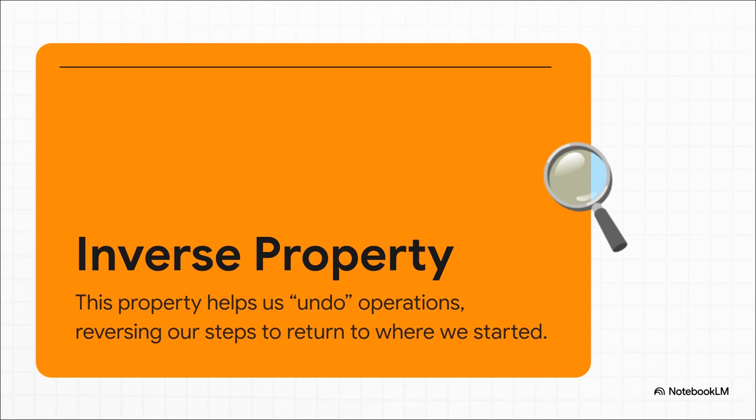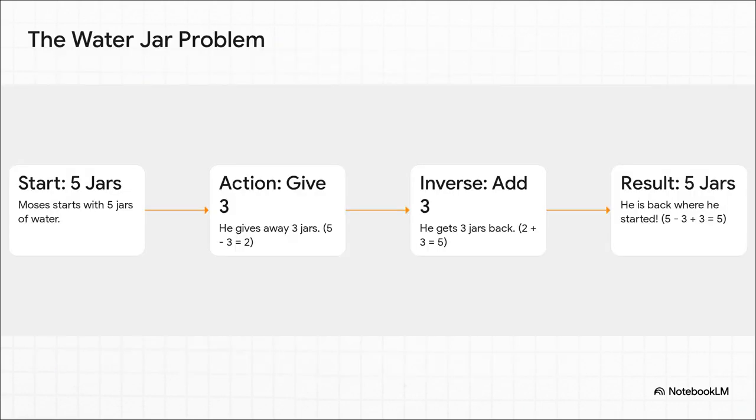Well, the inverse property is this simple but actually pretty profound idea that for every single action you take in math, like adding or multiplying, there's an equal and opposite reaction that just cancels it out. Let's see how the story brings this to life. Here's how the story makes this super concrete.